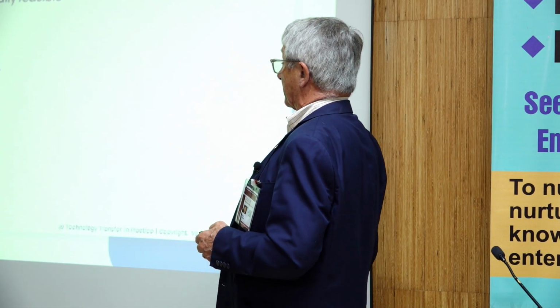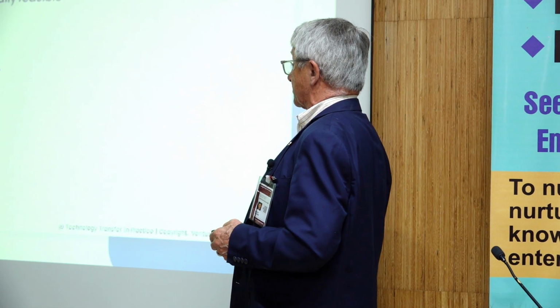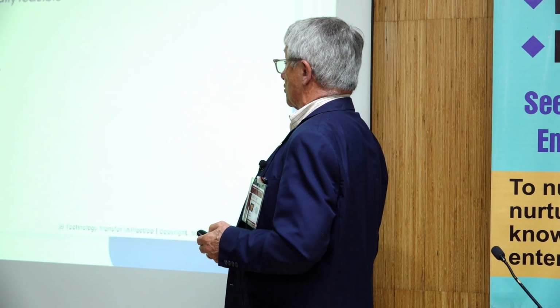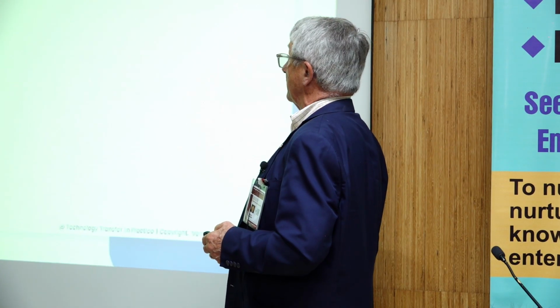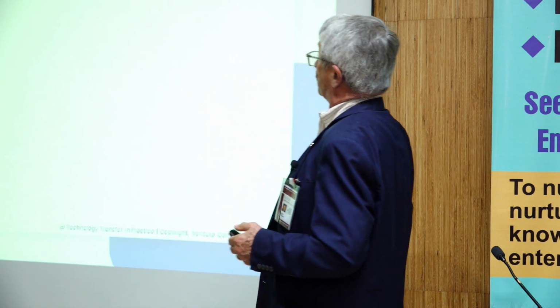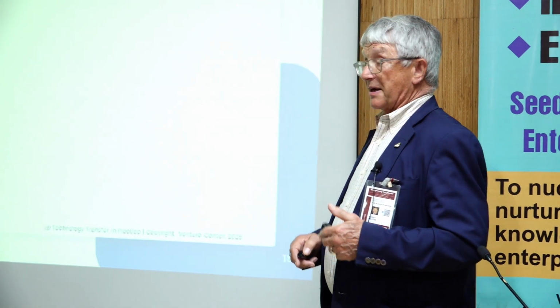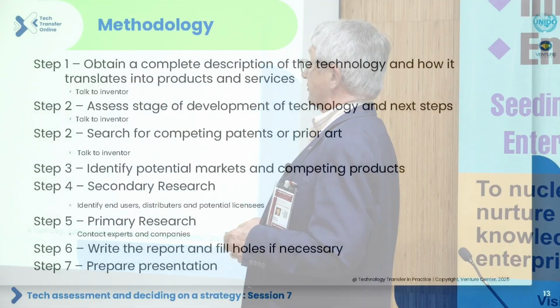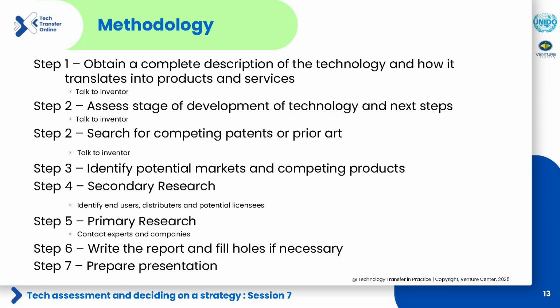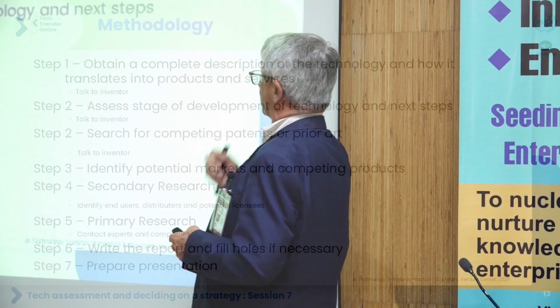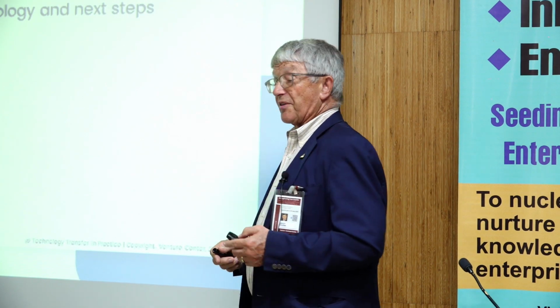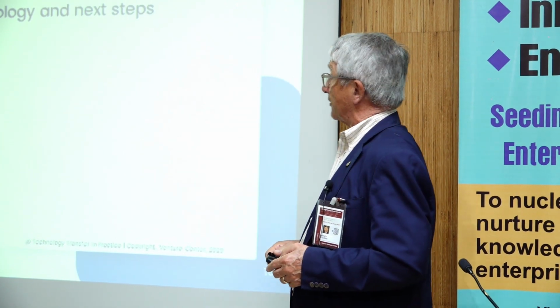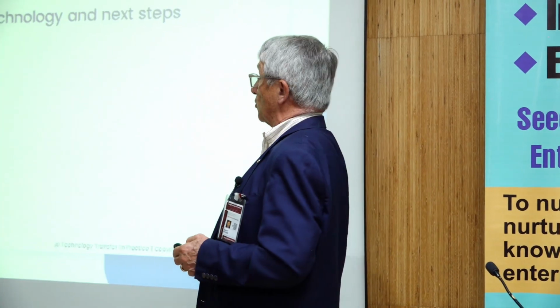Can it be made economically? And what are the regulatory barriers to market entry? And what's the commercial pathway to the market? Step one, you've got to get a complete description of the technology and how the scientists see it translating into products and services. So you talk to the inventor. Then you assess the stage of technology and what are the next steps in getting it to the marketplace. Again, you have to talk to the inventors on that.